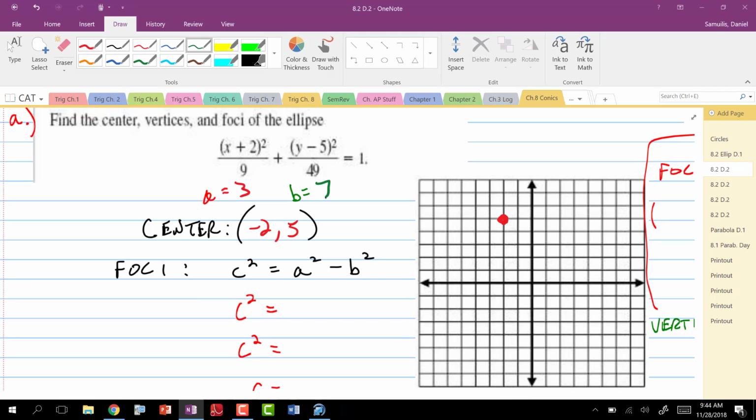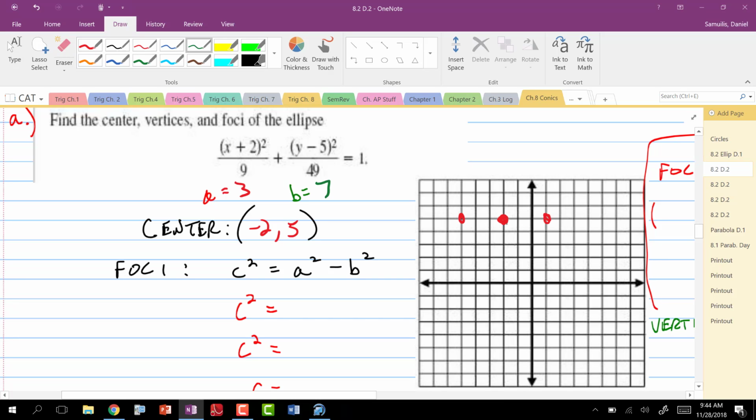I go 3 from the center. 3, 2, 1. Left and right. 1, 2, 3. So I could actually graph this without finding any information. Oh, no. I didn't give a good coordinate plane.